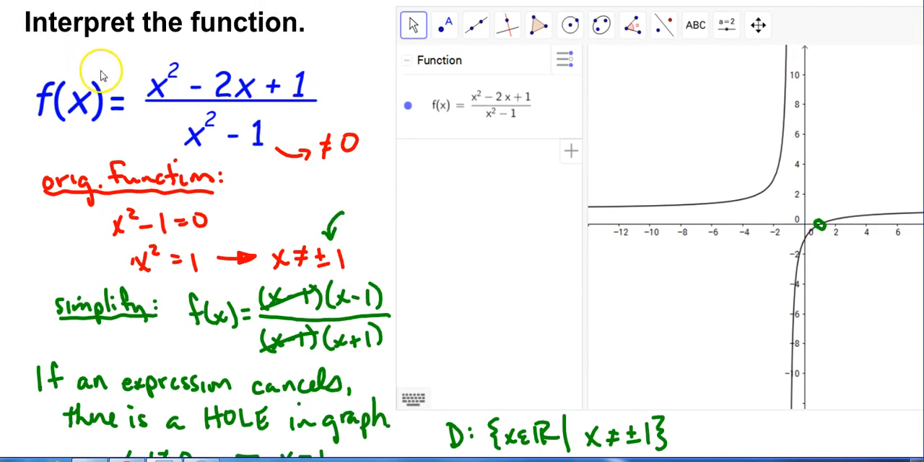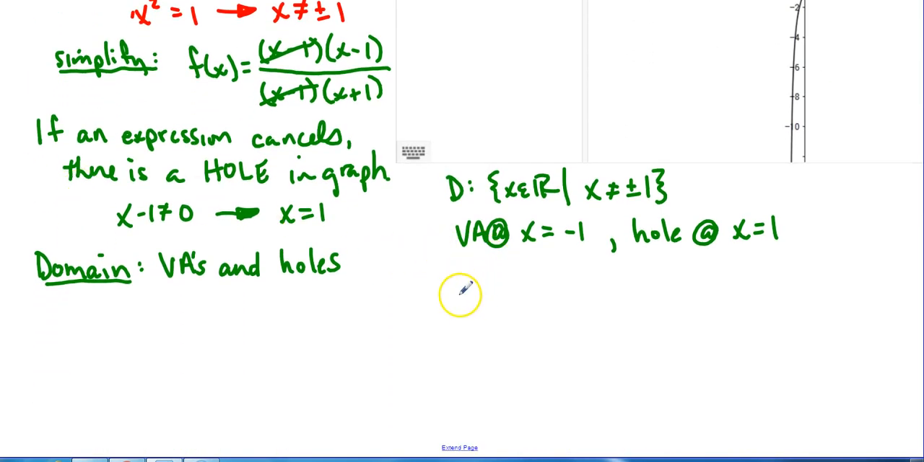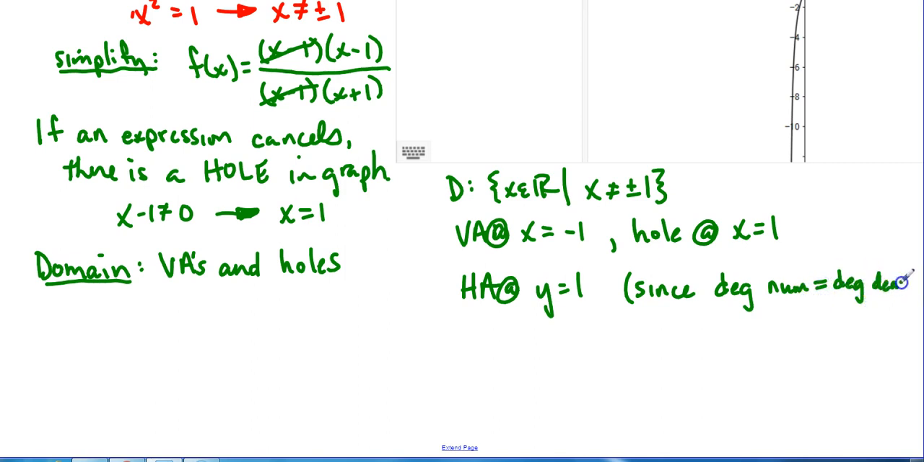Well, if you recall those rules, what we have here is a situation where the degree of the numerator is the same as the degree of the denominator. And so what does our rule say? Well, it says to compare the coefficients. And I'm looking here, I've got coefficients on terms of highest degree of 1. So I know I've got a horizontal asymptote at y equals 1. And the reasoning is, again, since the degree of the numerator is equal to the degree of the denominator.